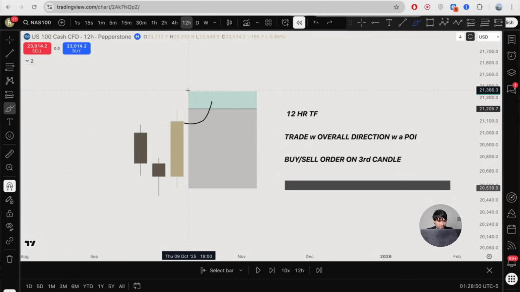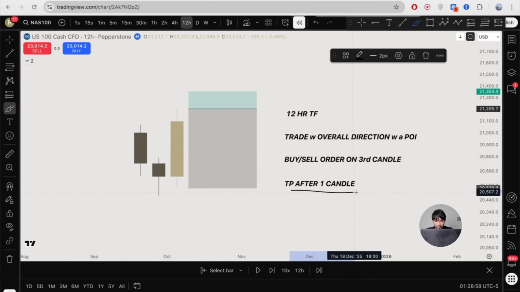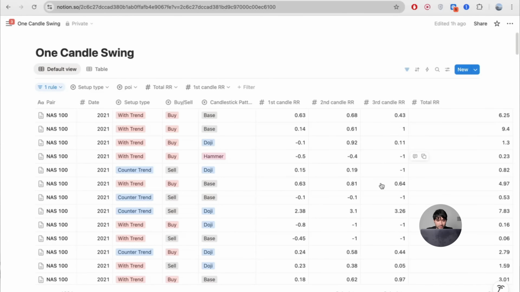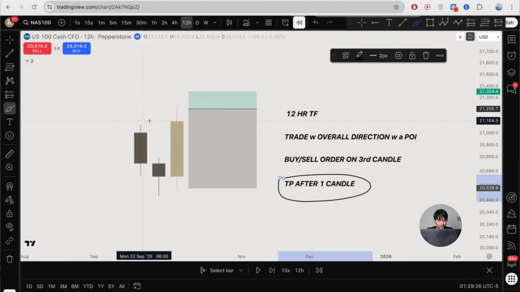And for actually managing this trade, what I have found through my data is that we want to close this position after the next 12-hour candle. This is actually a rule I have come up with myself. I've never seen anyone manage like this, but if you guys come to my Notion sheet here, I tested the first, second, and third candle R's following this third candle here.